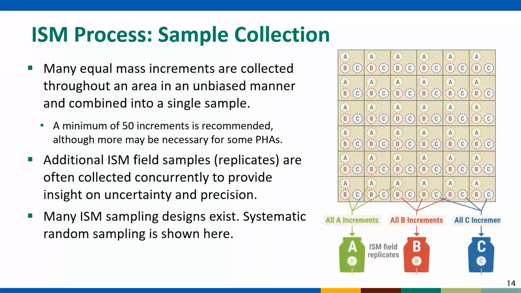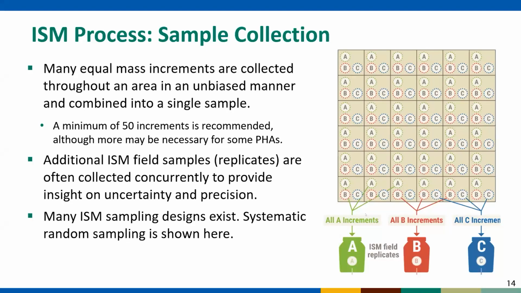So moving on to data collection, ISM soil samples are prepared by collecting many equal mass increments across a defined area in a systematic way, and then physically combining those increments into a single sample for analysis. A minimum of 50 increments is recommended, though oftentimes between 80 and 100 increments are collected, especially if there is expected to be great variability in concentrations across the area being sampled.